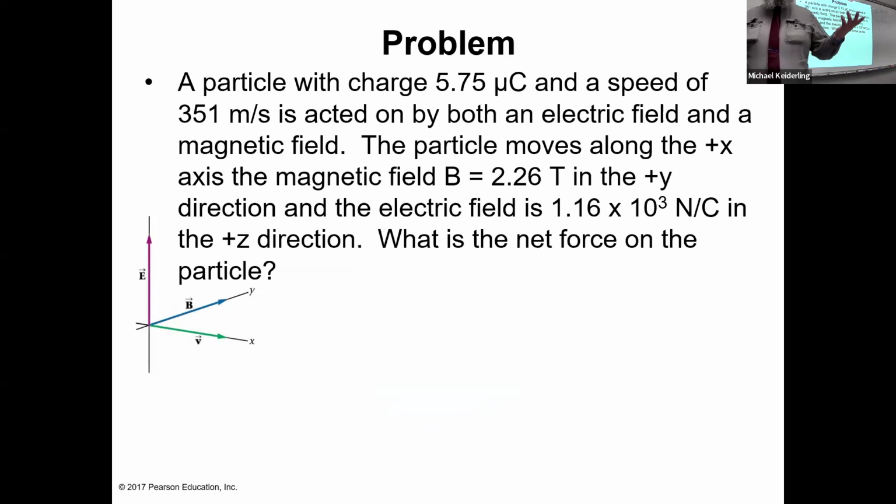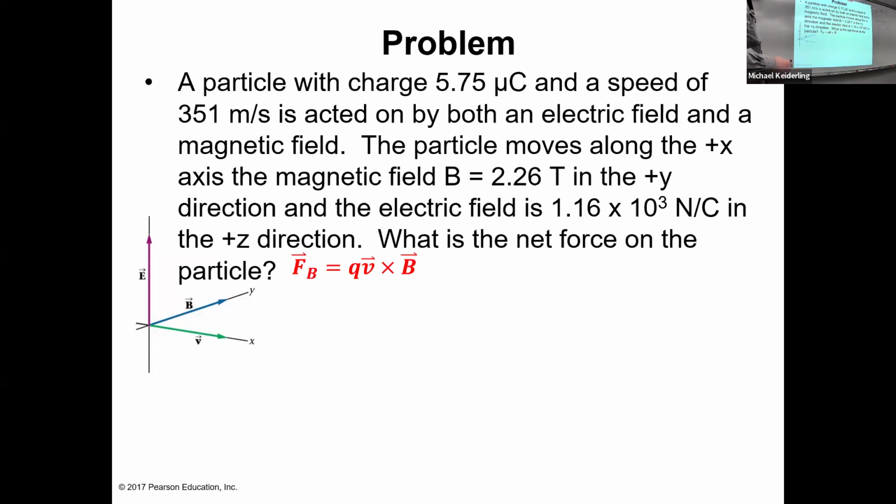So we need to find the electric force and the magnetic force and figure out which directions they're in. So the electric force is going to be in the plus z direction because it's a positive charge in an electric field. The magnetic force, well, we can point our fingers in the direction of the velocity, bend them in the direction of the magnetic field. The force is also in the plus z direction. X hat cross y hat is z hat.